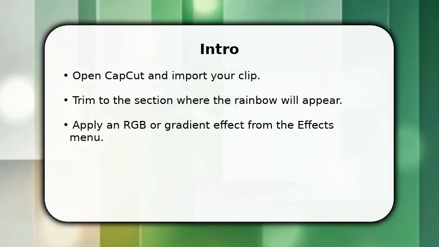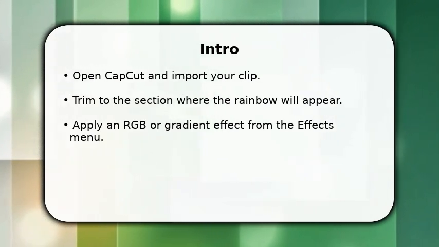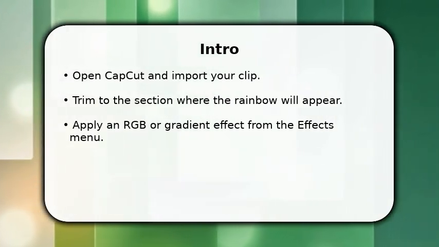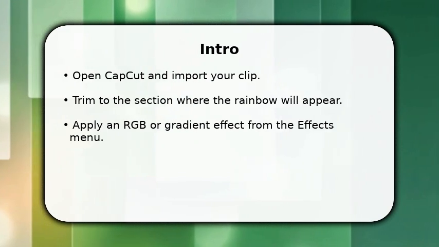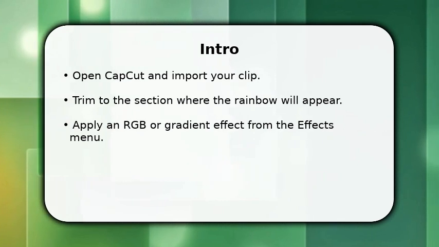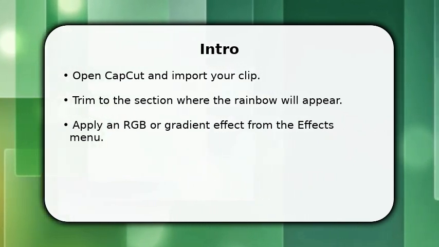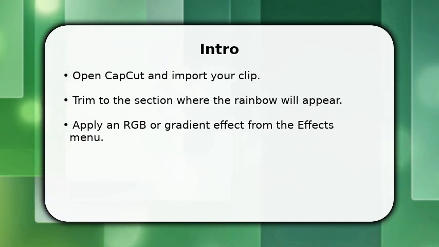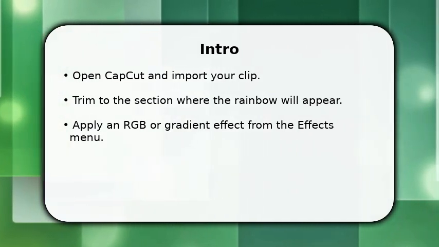In this video, I will show how to add rainbow effect on Capcut. Open Capcut and import your clip, then tap Effects and choose a gradient or RGB preset and apply it. Adjust blend mode and opacity to match your scene, then use keyframes to animate the rainbow across the frame smoothly.